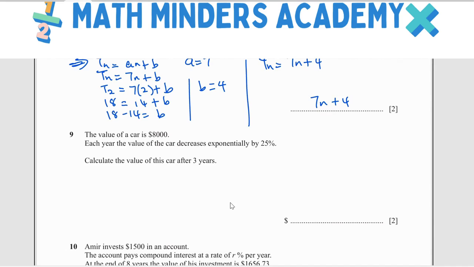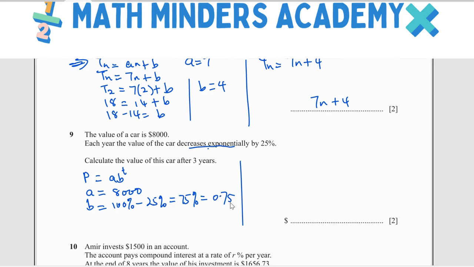Now, let's call the value P after 3 years. This is exponential. It decreases exponentially, okay? We can have it this way. Where A is the initial value, which is 8,000. B is the rate at which it is decreasing, 25%. So we do 100% minus 25% because it's decreasing, and this gives us 75%. 25% is 0.75, okay?